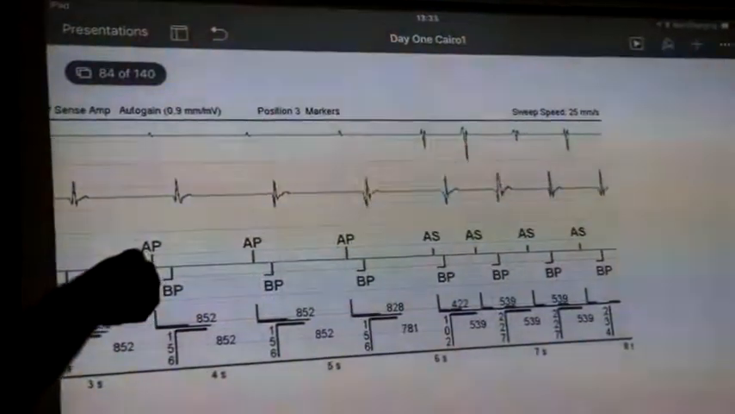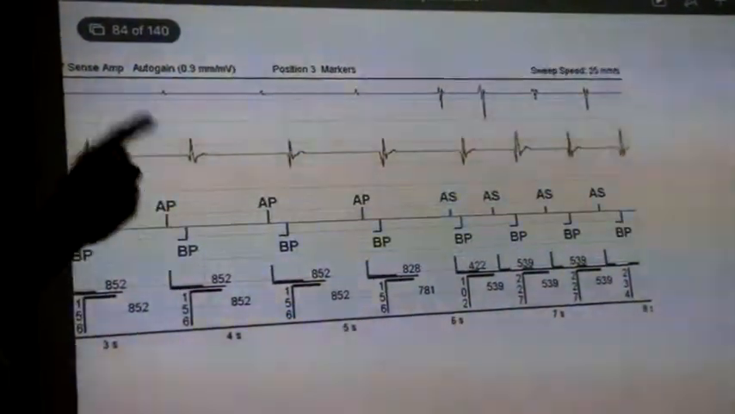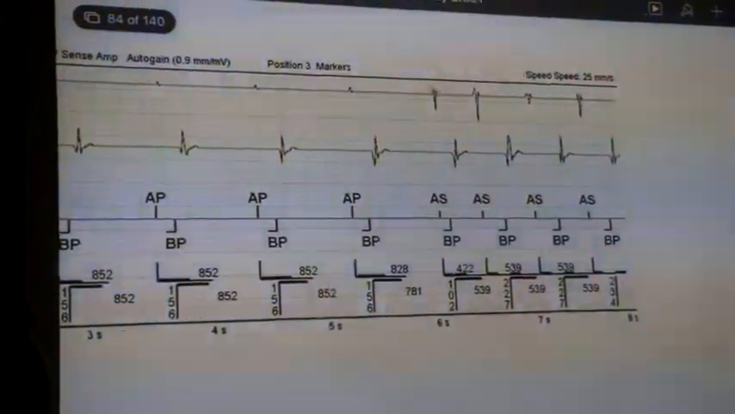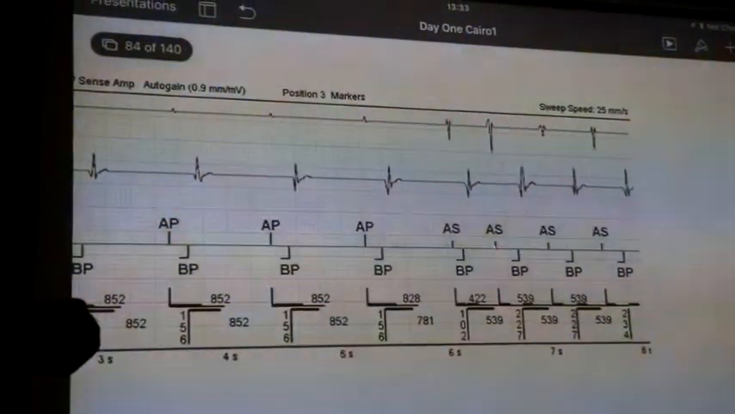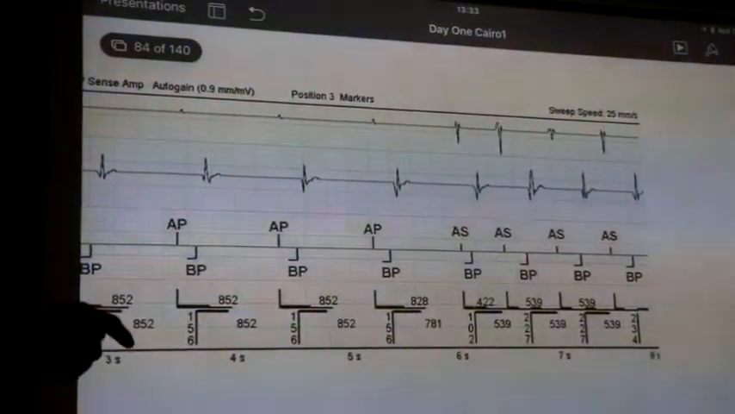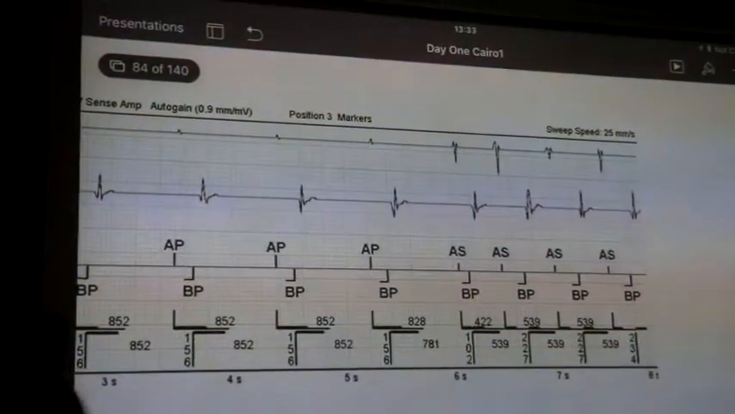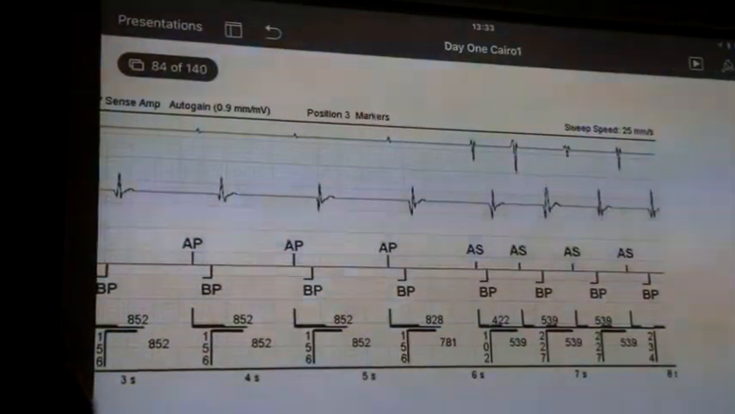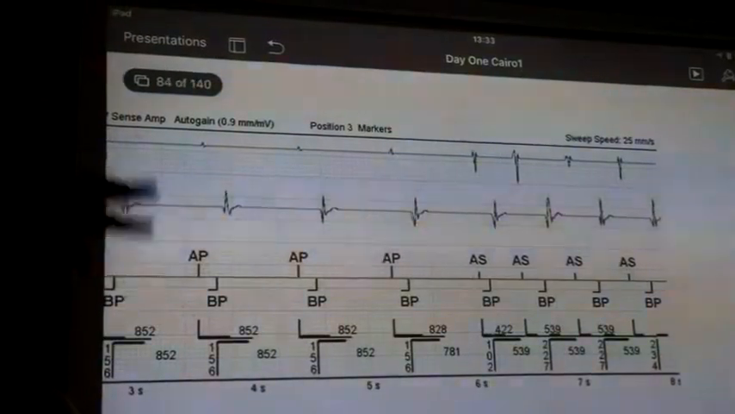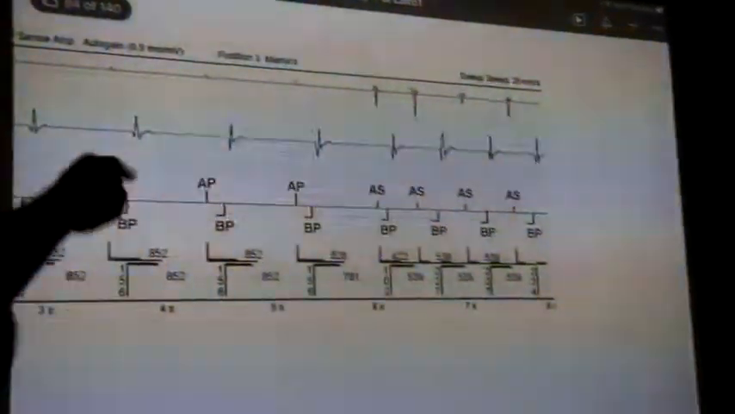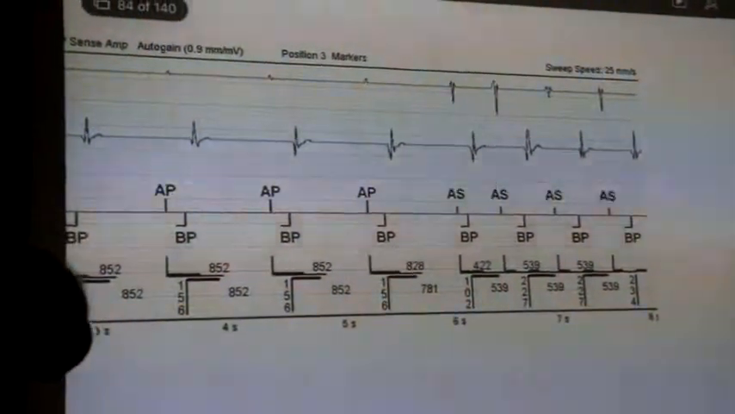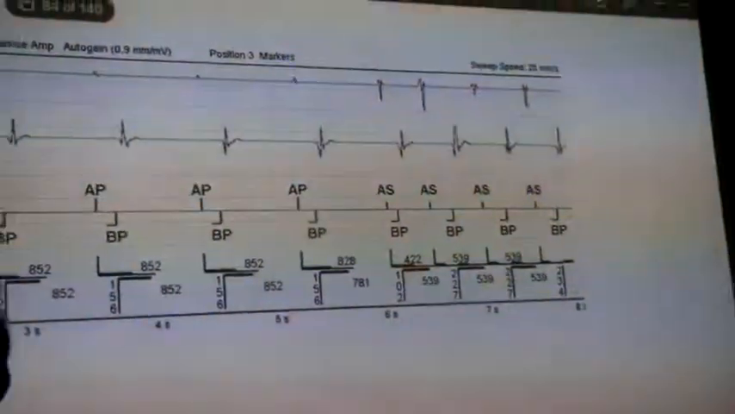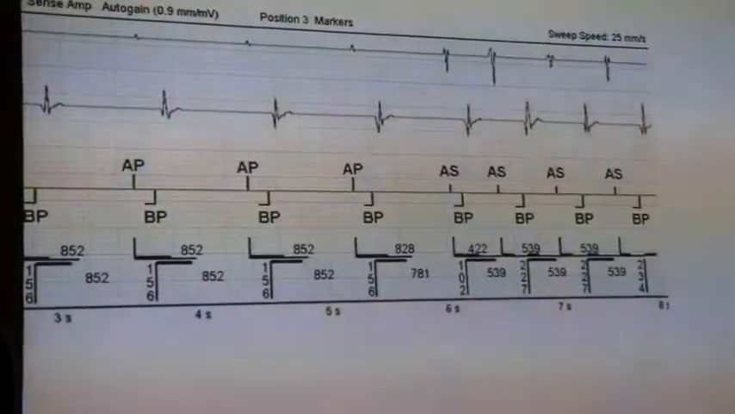So that ASENS, does it get tracked? Yeah, it does. It's outside PVOP, so it gets tracked. Do you notice there's an extension of the AV delay? Why did the AV delay go long? Because otherwise the ventricular rate would impinge upon the maximum tracking rate that we've set on this device, okay? So this is pseudo Wenckebach behavior, okay?